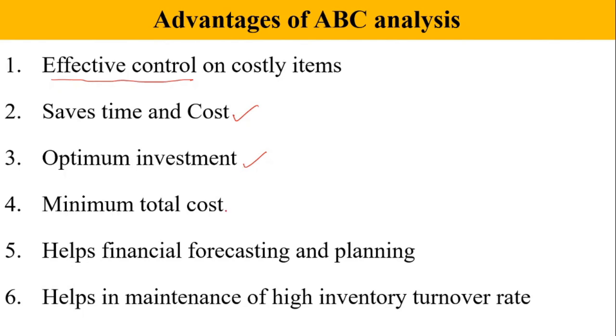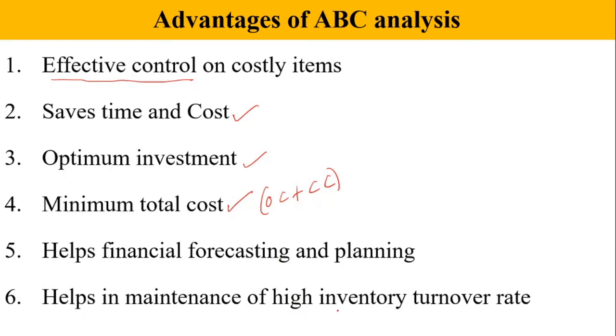And another one is minimum total cost. When we are following ABC analysis and economic ordering quantity material control techniques, our total cost is going to be minimum. Why? Because ordering cost and carrying cost are going to be reduced when we follow ABC analysis and EOQ analysis for material control, and it also helps in financial forecasting and planning. This technique helps financial forecasting for the materials, and it is very helpful for material planning also.